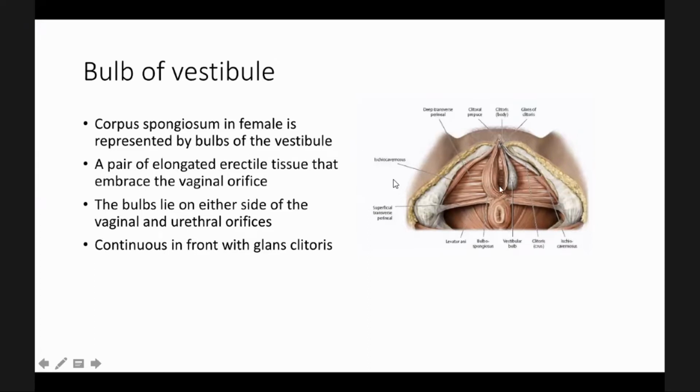Okay, so this is the bulb of the vestibule. It is an elongated erectile tissue that embraces the vaginal orifice. The bulb lies on either side of the vaginal and urethral orifice, and it is continuous in front with the glans.